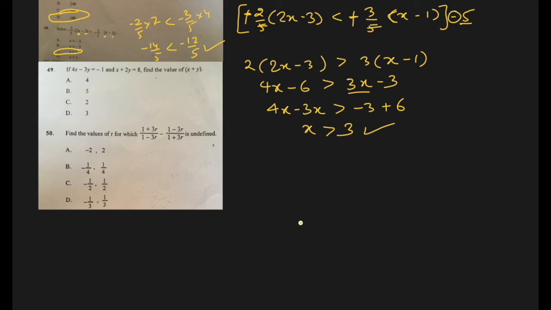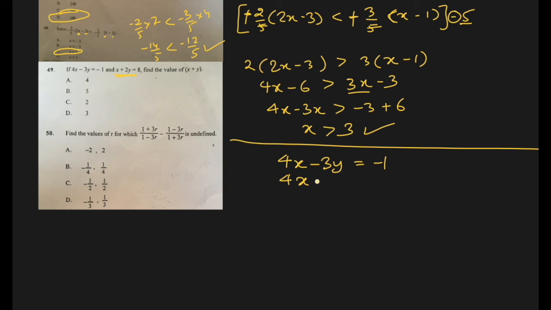Number 49. If 4x minus 3y is this, find the value of x plus y. Okay, can we cancel out something? Let's treat this as a simultaneous equation. So 4x minus 3y equal to minus 1. Let's multiply the second equation by 4 so that we get exactly the same. Here, 4x plus 8y equal to 32. Everything multiplied by 4. And subtract the equations so that 4x cancels out.